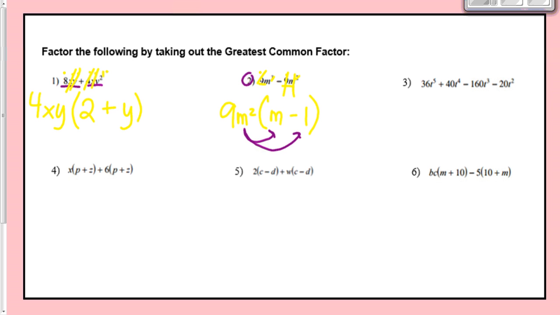Okay, so on number 3, we have 4 terms this time, but I still want to make sure that whatever I take out is common between all 4 terms. You can't just do one or the other. So I look and I see they're all divisible by 4, and they all have a t squared in them, right? So I'm going to take out 4t squared from 36, it gives me 9. T squared from t to the 5th gives me t to the 3rd, plus 10t squared, minus 40t, minus 5.